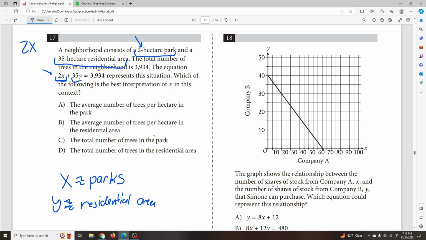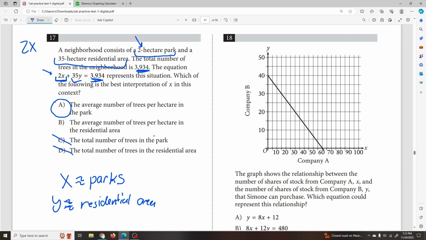And if you really think about this, 2x, or 2 times the amount for parks, plus 35 times the amount for residential areas is equal to 3,934, which is the total number of trees. So really, x has to represent the average number of trees per hectare in the park, right? Because x has to do with parks, so we have to eliminate whatever has to do with residential area. We know that it's not going to be the total number of trees in the park, because then why would we be doubling it?